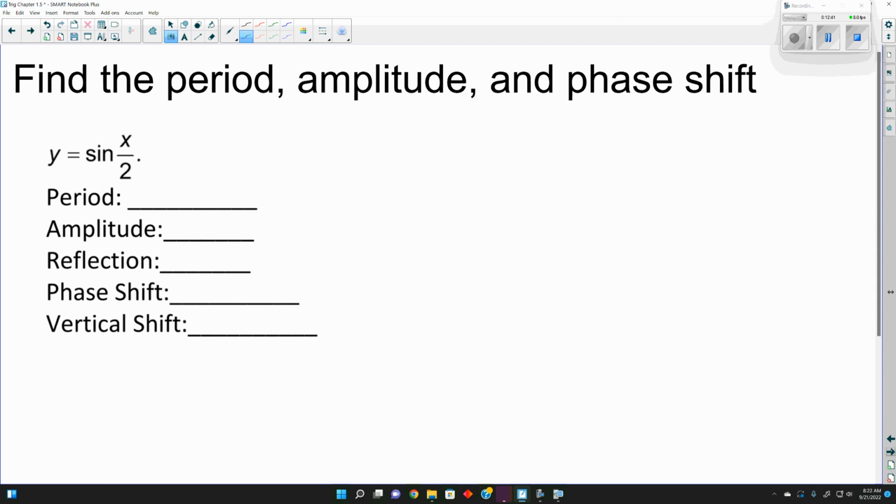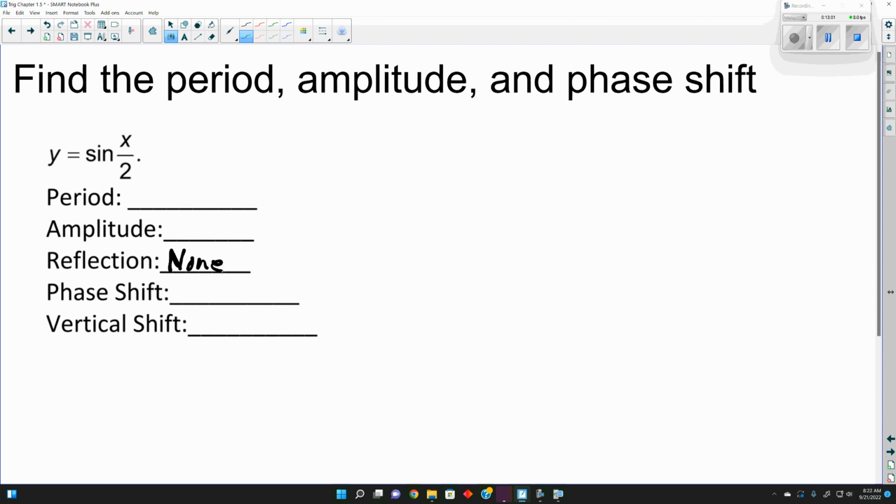So what that tells us for certain is that the reflection is none. There isn't one. It isn't being reflected either way. Because if there's a negative in front of the x inside sine, it's a reflection across the y-axis.